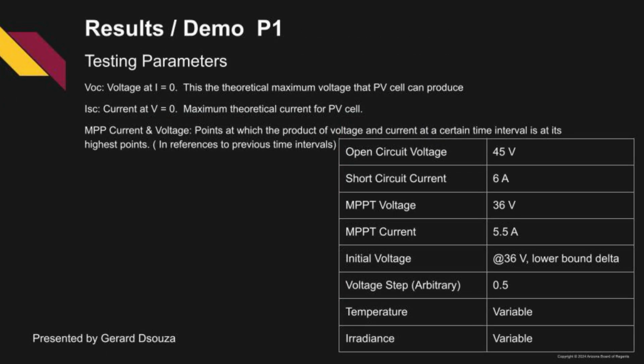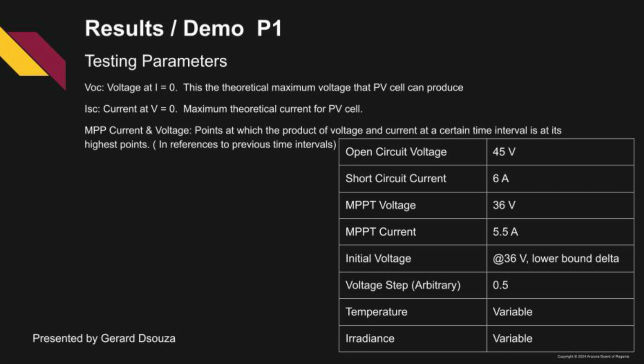Hi, my name is Gerard Souza, and in this part I am going to be going over the results section for our MPPT controller slash optimizer. First I'm going to go over the testing parameters, which is basically outlining the specifications of our board. We have the open circuit voltage and the short circuit current, which is basically saying we're going to be operating our PV cell at 45 volts at 6 amps.